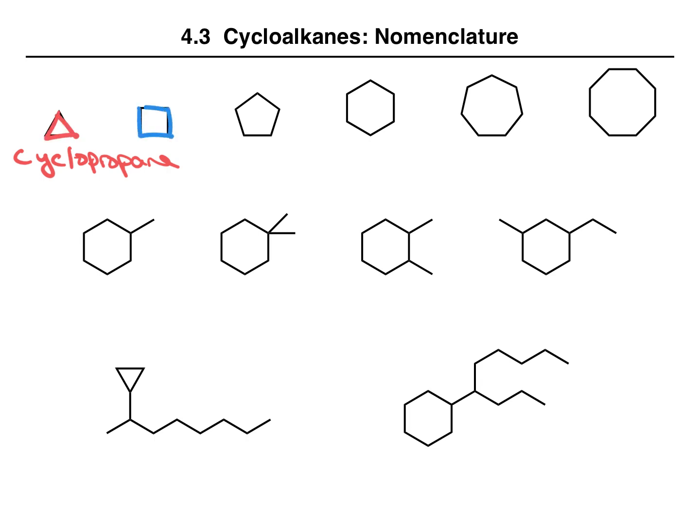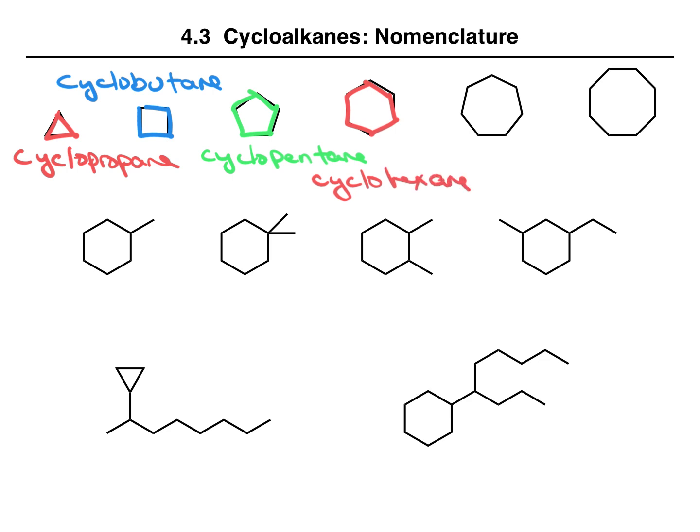Here we have four carbons, so this is cyclobutane, with five carbons, cyclopentane, six carbons, cyclohexane, seven carbons, this is cycloheptane, and with eight carbons we have our stop sign, this is cyclooctane. Notice we have cyclooctane, so it's an OO.